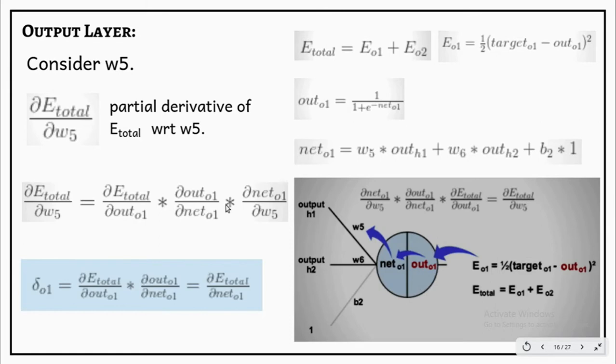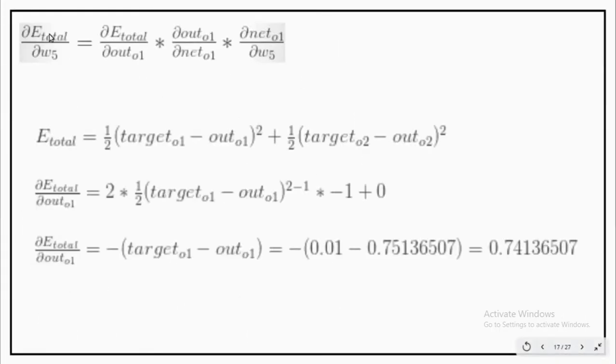Now you have seen the first two terms. The multiplication of these two terms is also known as delta rule or delta function. That is the partial derivative of total error with respect to net O1. This is just the term which you might have heard before. So now just moving on, we will calculate the partial derivative of total error with respect to W5. We have got the formula.